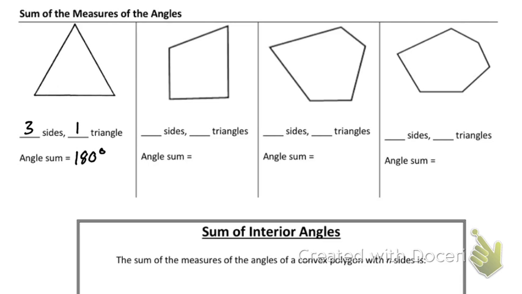All right, our next one is quadrilateral. It has four sides. If I draw one, just using one diagonal, I would have two triangles that none of them are overlapping. My angle sum is going to be 360 degrees. So just note that's 2 times 180 degrees.